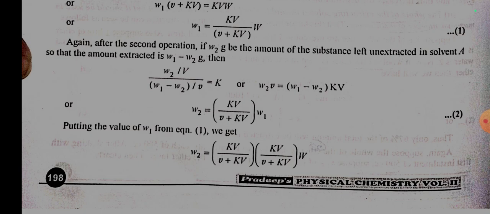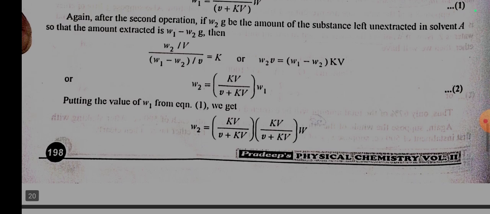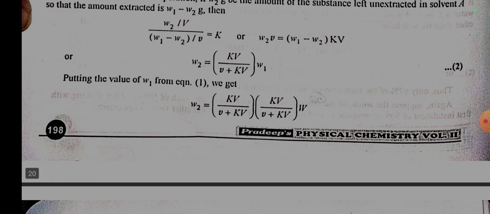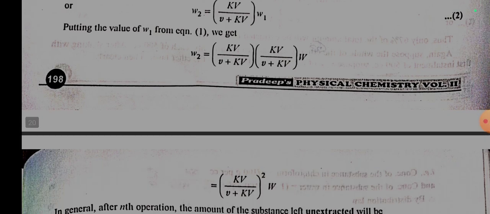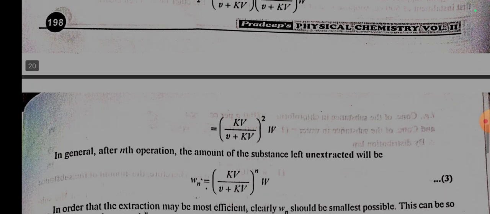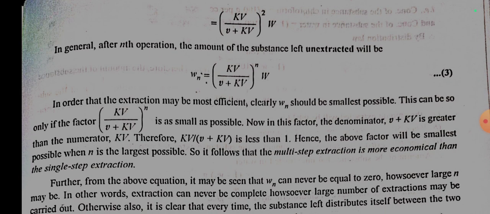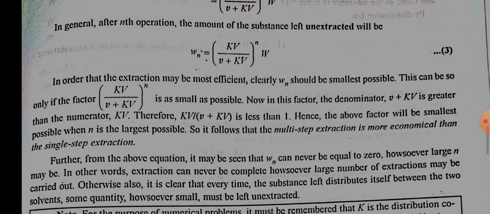Again, after the second operation, if W2 gram be the amount of the substance left unextracted in solvent A, so that the amount extracted is W1 minus W2 gram, then W2 by V upon (W1 minus W2) by v is equal to K, or W2 is equal to (Kv upon V plus Kv) square into W. In general, after the nth operation, the amount of the substance left unextracted will be Wn is equal to (Kv upon V plus Kv) to the power n into W.